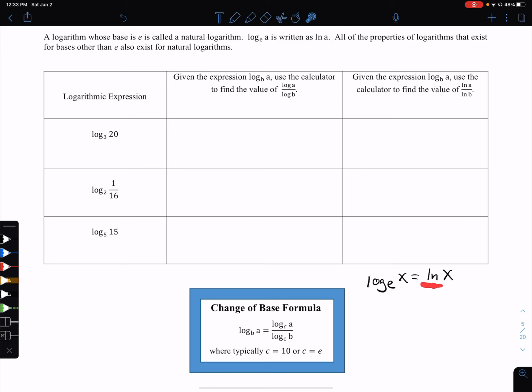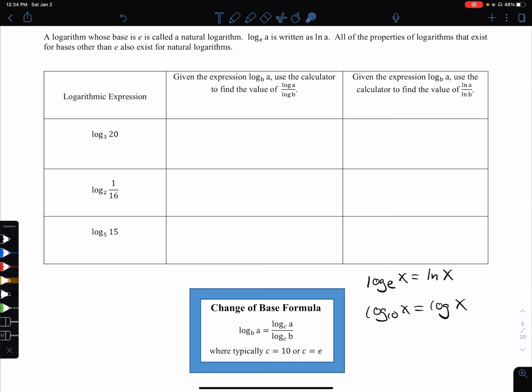Now I know this isn't written in the order of natural log and L, so I like to think of it as log al naturel. See what I did there? If there's no base written and it's an ln, the base is an E. If there's no base written and it just says log, then that means the base is the common log, which is 10.